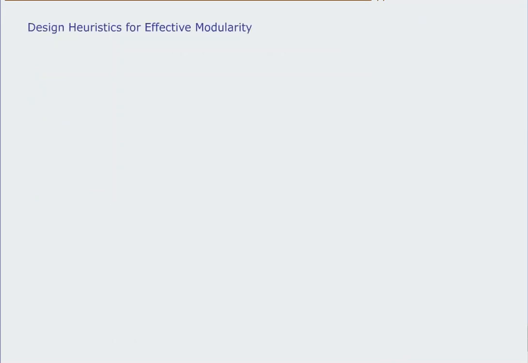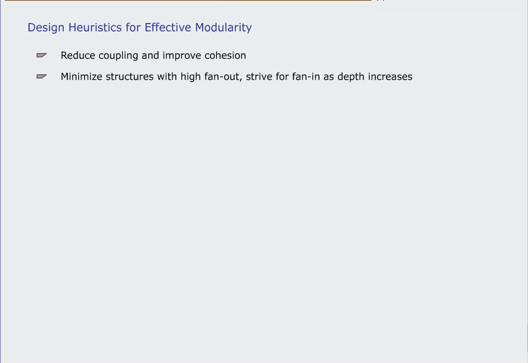Design heuristics for effective modularity. Evaluate the first iteration of the program structure to reduce coupling and improve cohesion. Attempt to minimize structures with high fan-out. Strive for fan-in as depth increases. Keep the scope of effect of a module within the scope of control of that module.